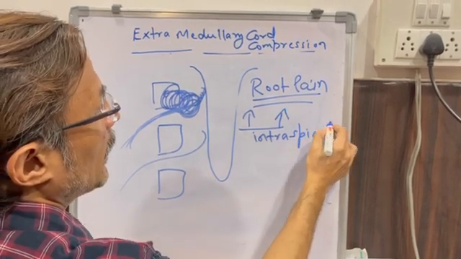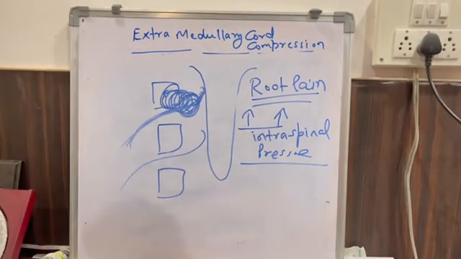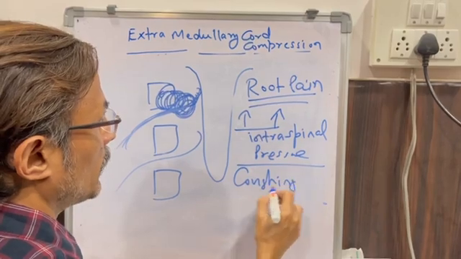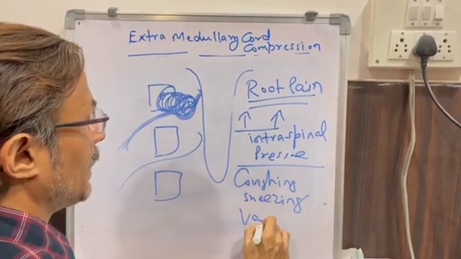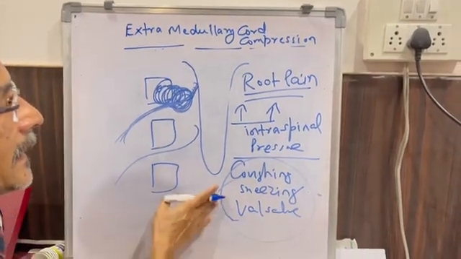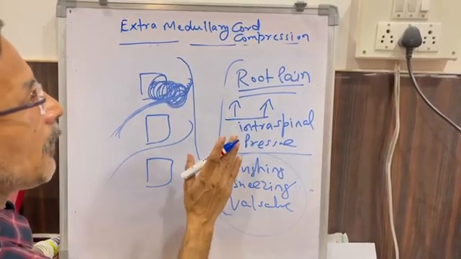intraspinal pressure. What can be those maneuvers? Coughing, sneezing, Valsalva, any maneuver or just bending, irritating that vertebral segment, it will cause root pain, and I will describe how a root pain looks like.